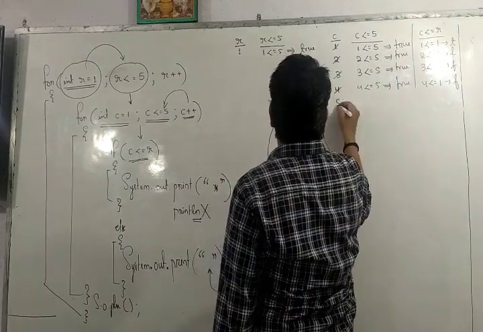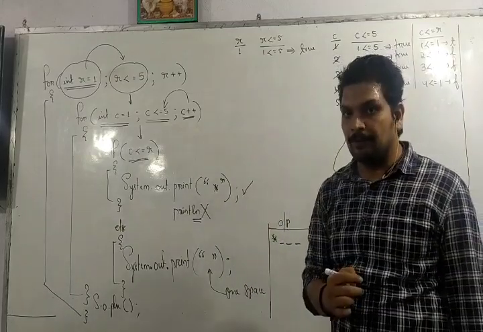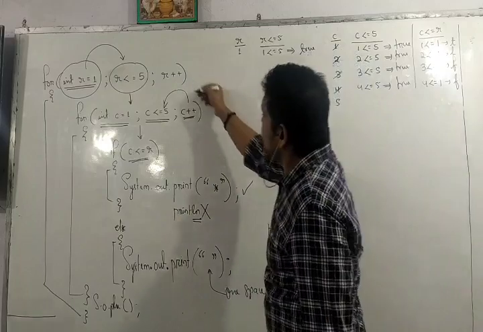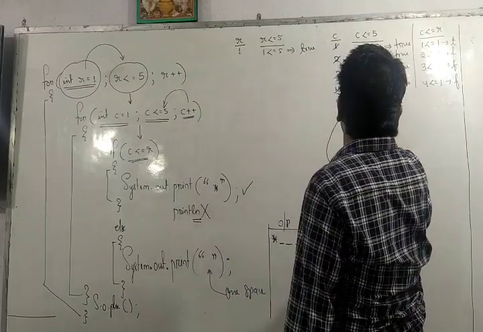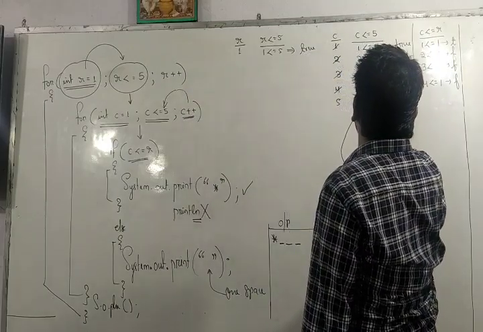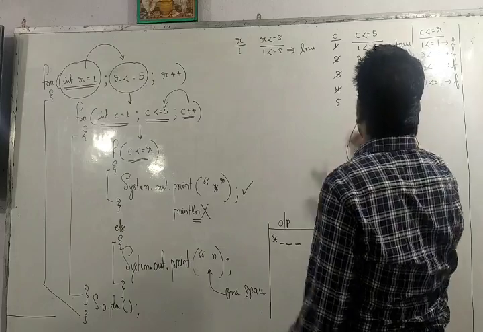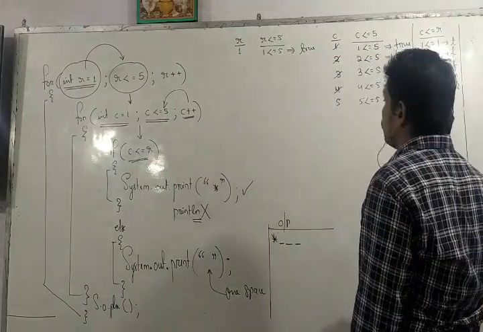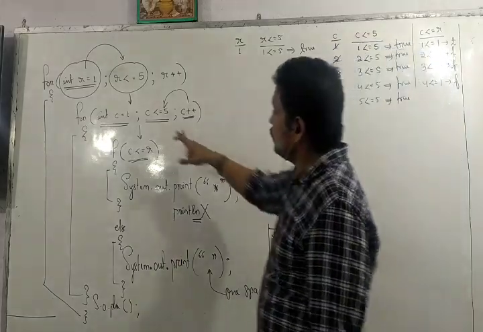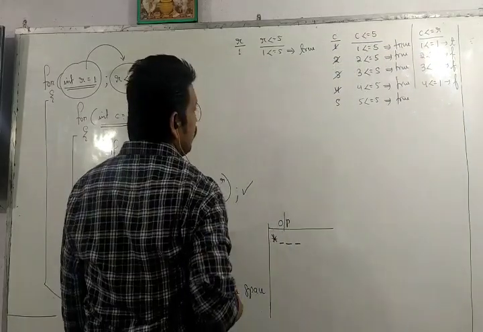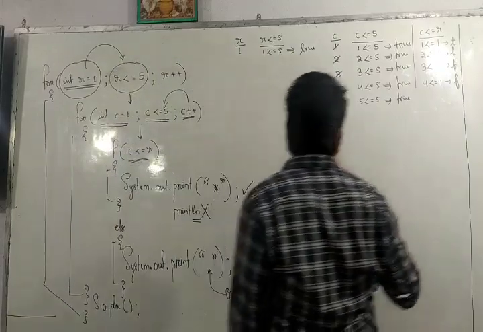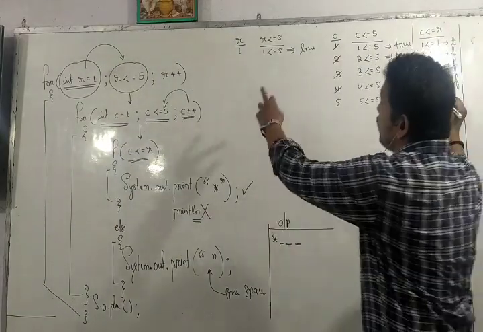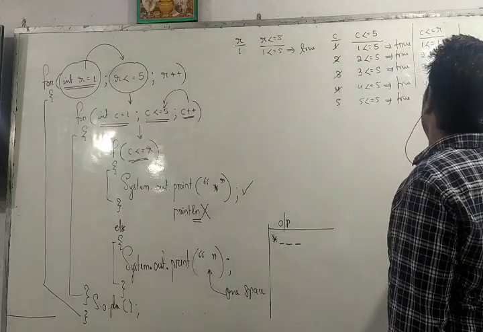Then C++. C++ is 5, yes or no? Then C less than equal to 5 means 5 is less than equal to 5. So the value which will be given by this condition will be true. 5 is less than equal to 5, true. C less than equal to R. What is C? C is 5. 5 less than equal to R. What is R? R is 1 only. So it is false.